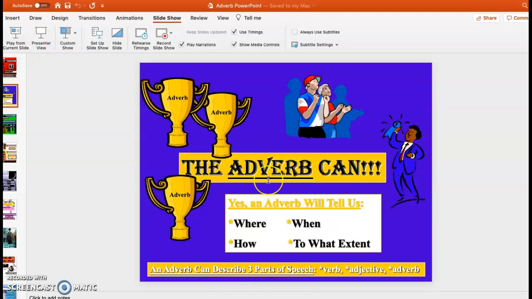As you see here, the adverb will tell us where, when, how, or to what extent. As I also said on that previous page, here at the bottom, you will see how an adverb can describe 3 parts of speech. We're really going to focus on how it describes a verb today, though, and that will be your practice for today.